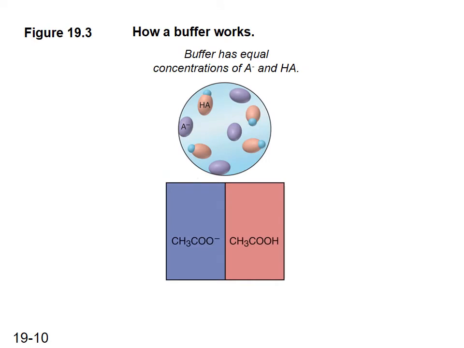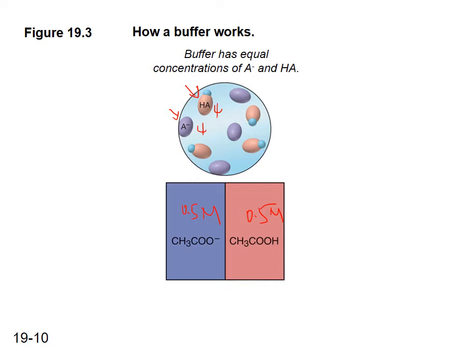Suppose we have a buffer solution with equal amounts of acid and conjugate base. For example, 0.5 molarity acid, 0.5 molarity of conjugate base. And at the molecular level, you can see they have equal amounts of acid and base. So acid in this case is 4, and the base is also 4 if you count the molecules.